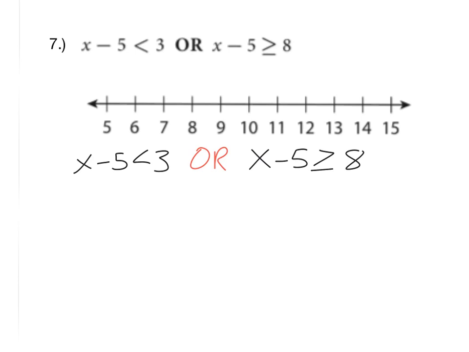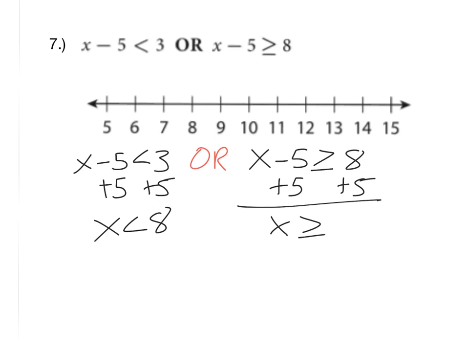So we're going to go ahead and solve this. Plus 5, plus 5. We get x is less than 8. I'm hoping that that's what you got when you did it on your own. And we add 5 on the right-hand side. We get x is greater than or equal to 13.